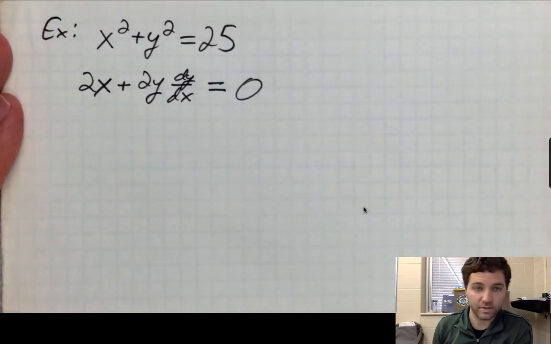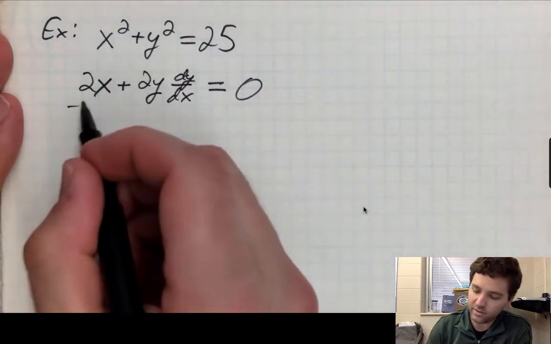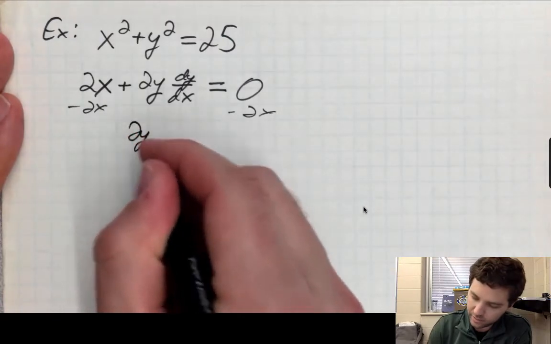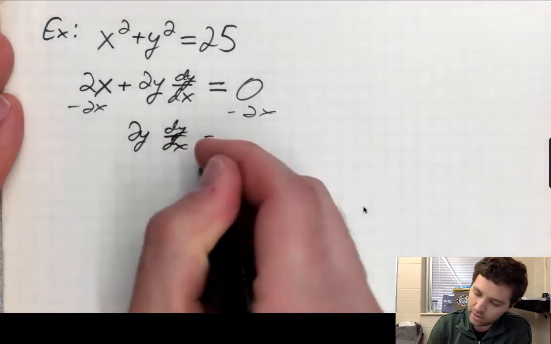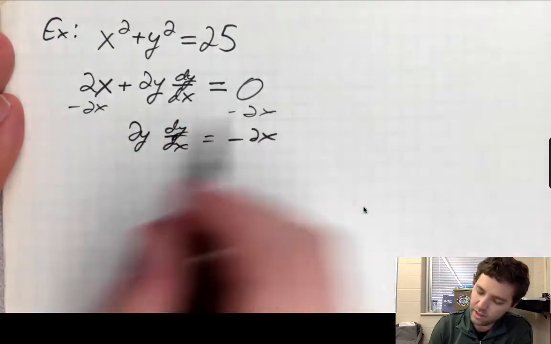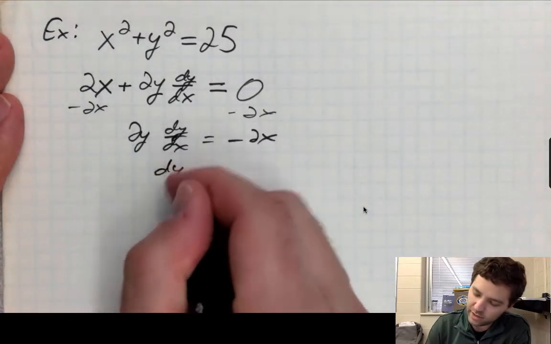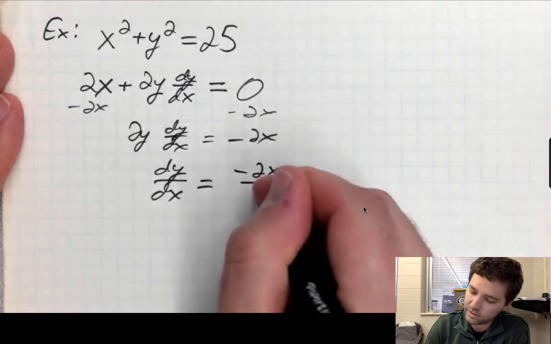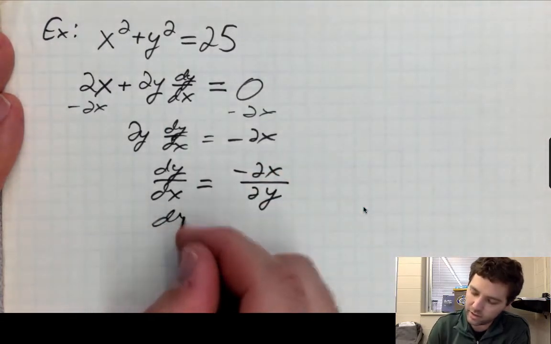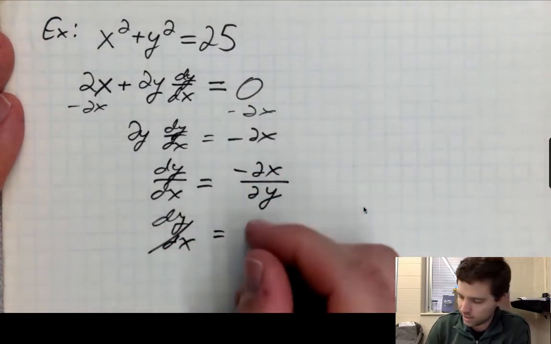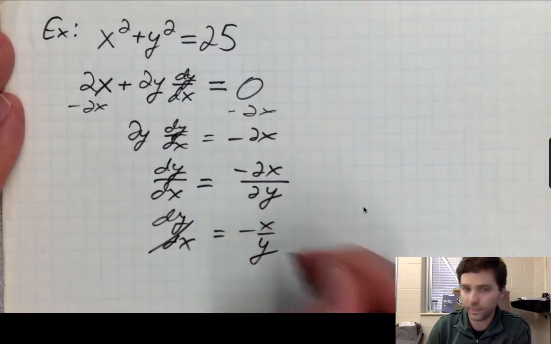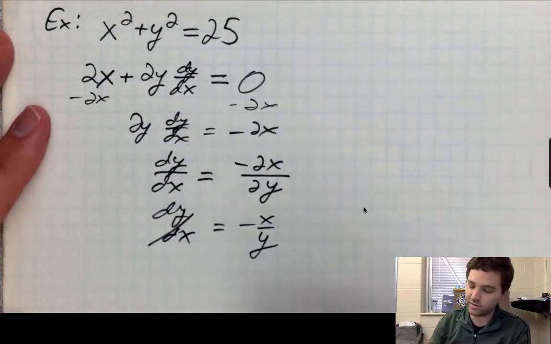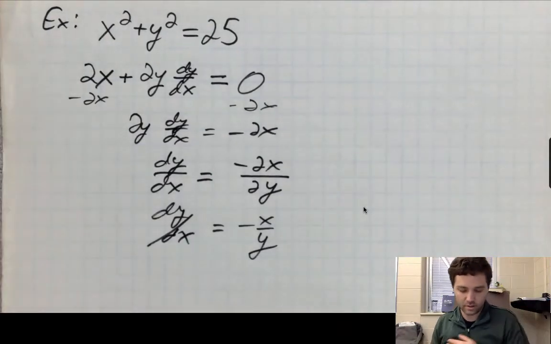Now, I'm going to solve for dy/dx, because I want to get that by itself ultimately. So minus 2x from both sides. So I get 2y dy/dx is equal to negative 2x. Divide both sides by 2y, and I finally get dy/dx is equal to negative 2x divided by 2y. Simplify that real quick. I get negative x over y for my derivative with respect to x. So if I was asked to find the slope at a point, I would have to plug in both x's and y's here. Okay.